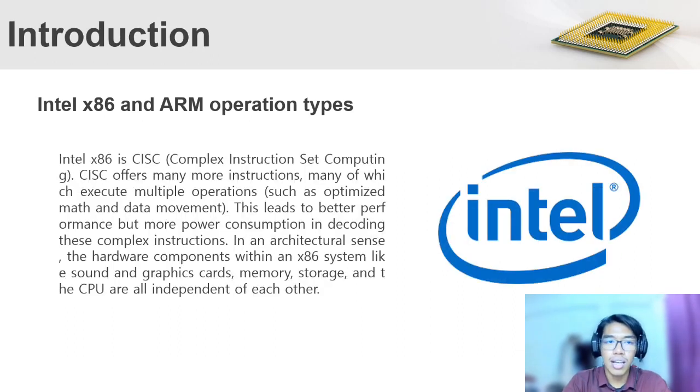Next is Intel x86. Intel x86 is CISC, Complex Instruction Set Computing. CISC offers many more instructions, many of which execute multiple operations such as optimized math and data movement. This leads to better performance but more power consumption in decoding these complex instructions. In an architectural sense, the hardware components within an x86 system, like the graphics card, memory, storage, and the CPU, are all independent of each other.